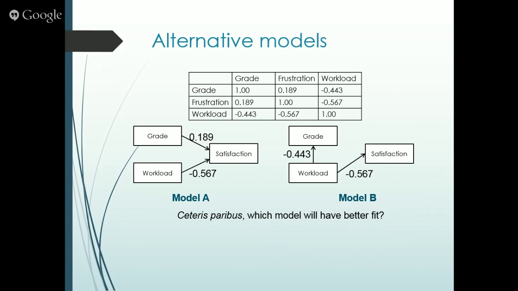So why would model B have better fit than model A? That's 0.4. Yeah, this is a stronger relationship. So over here we're missing a very major relationship. Over here we're missing a moderate relationship. This one will have better fit. Neither will have good fit, but this one will have better fit.